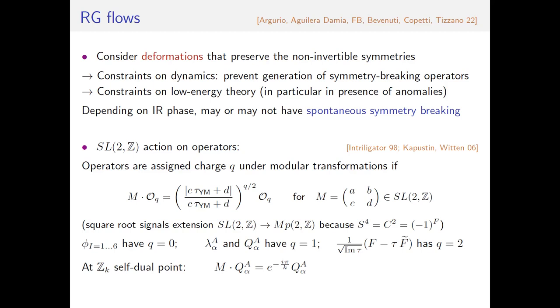Once we diagonalize the operators according to this charge, they transform in this way with some phase. For instance, with this particular definition of S-duality, the scalars of N=4 super Yang-Mills are neutral. They do not transform. The fermions and the supercharges have charge 1. And for instance, the gauge fields can be organized in a combination that has charge 2. Now, if you go to a self-dual point where tau is invariant, then this becomes just a phase. And this is the transformation, for instance, of the supercharges that have charge 1, and all the other operators transform in a similar way.